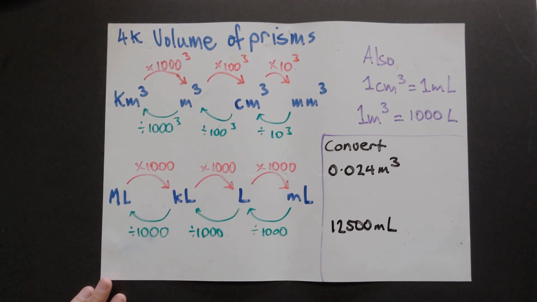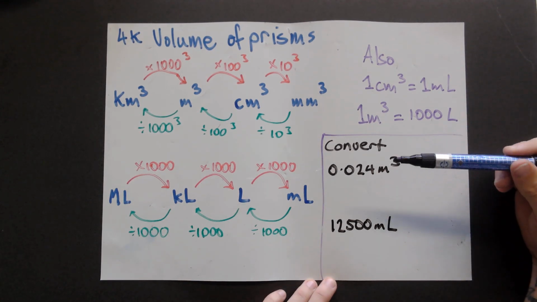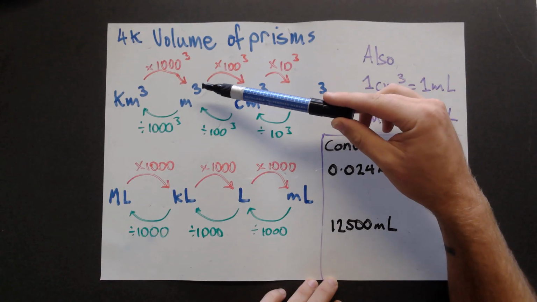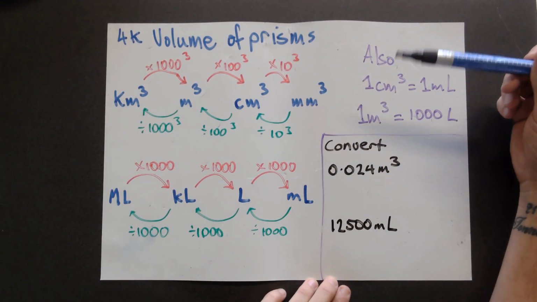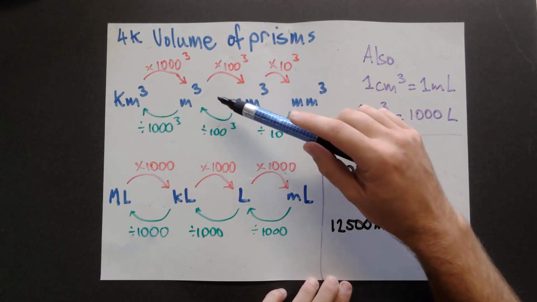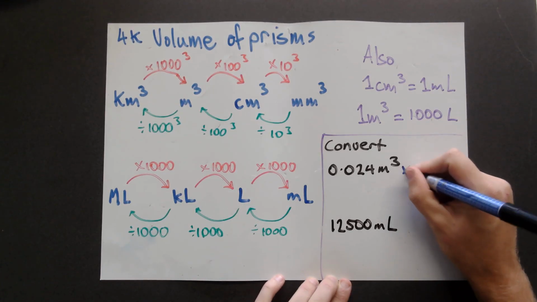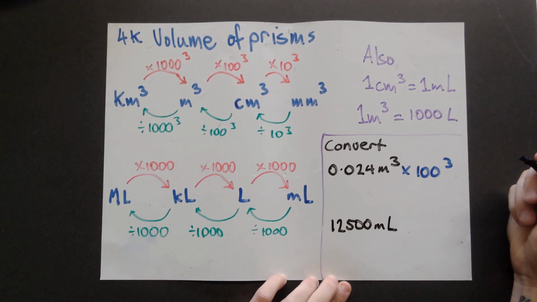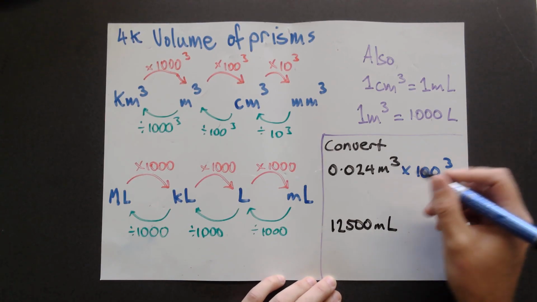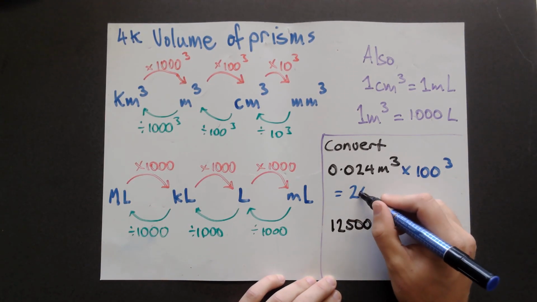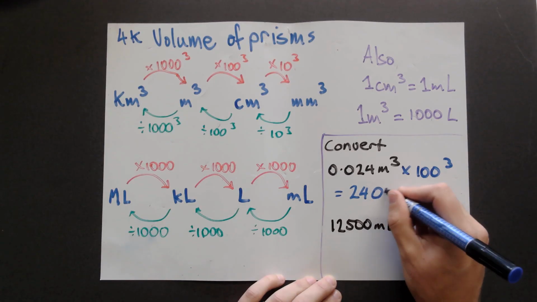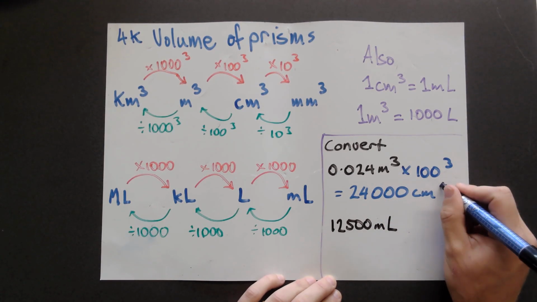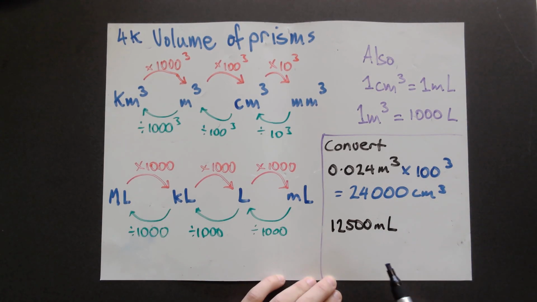Okay, so our first example. Now these are in your notes, so make sure you're copying along with these ones. We're converting meters cubed into centimeters cubed. We're just following along here. We're going to need to times that by 100 cubed. We're going to do this on a calculator. We don't need to be able to do this by hand. And we simply get 24,000 centimeters cubed. So it's just following our flow chart through.